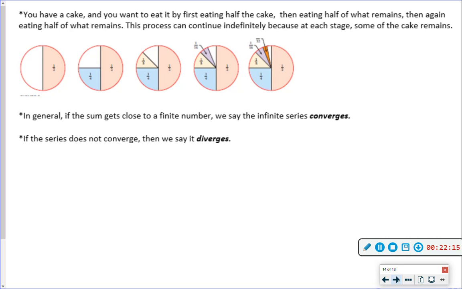You want to eat it by first eating half the cake, then eating half of what remains, then eating half of what remains. You're starting off eating half? Because you're on a diet. Well, you're hungry at first, Avery. I don't know. You're carb loading. I need a whole cake. Yeah, I know you.